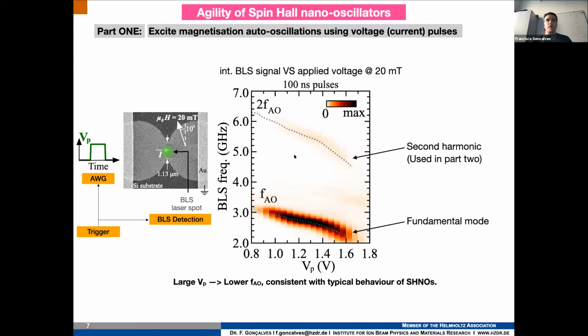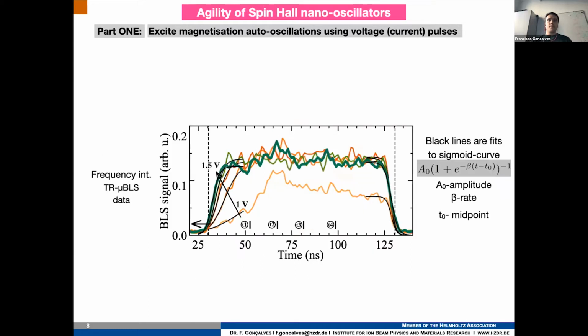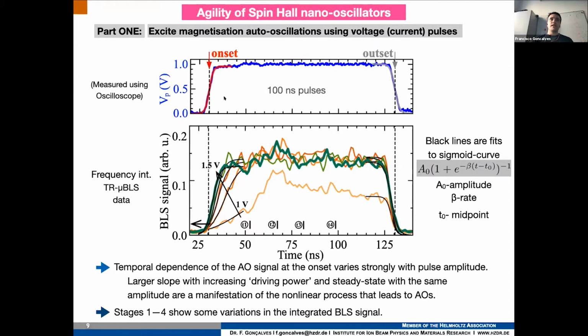Moving on now to a little bit of the time-resolved data. What I'm showing you on this plot is the frequency-integrated BLS signal as a function of time. The different line profiles correspond to different applied voltages. In addition, I include on the top part the shape of the time profile of the pulse that I apply. We can identify the onset segment here on the left and the outset segment here on the right. Obviously, this part is very different from that part there.